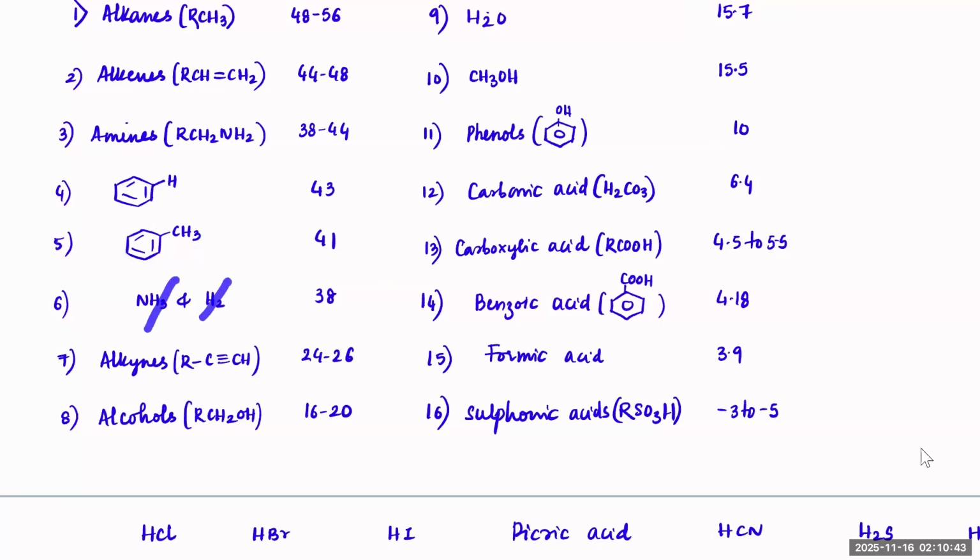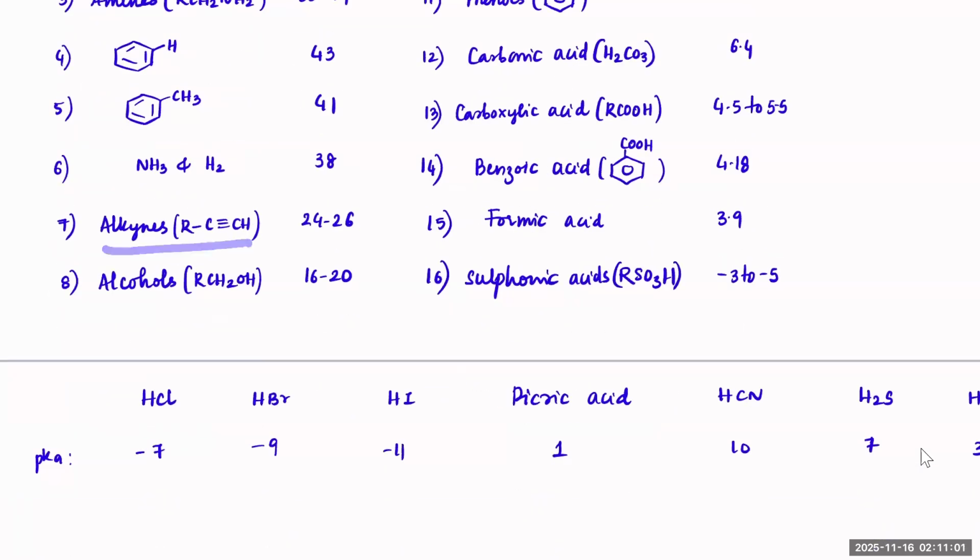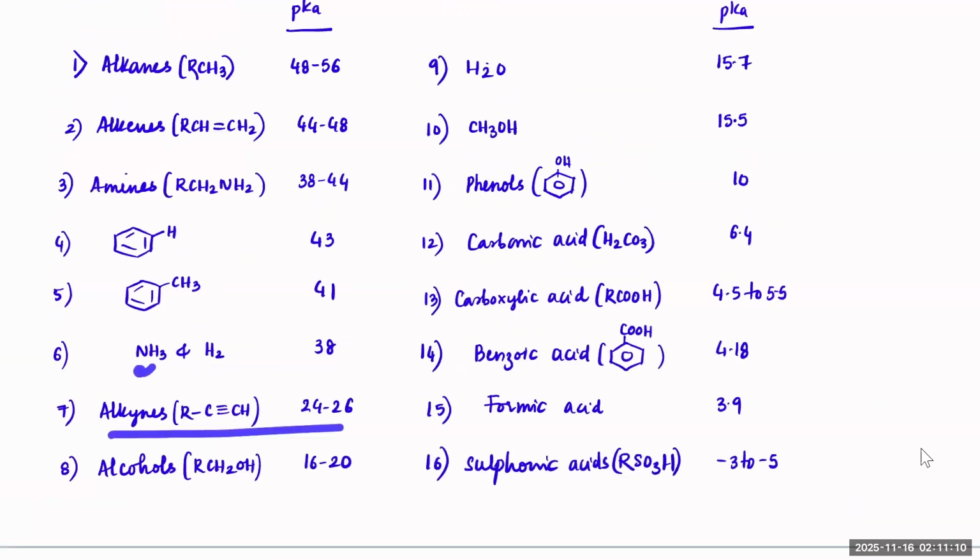Then ammonia and H2 both have exactly pKa value of 38. We are expecting to remove H plus ion from ammonia. We are expecting H plus ion to be removed from H2. Then their pKa value is around 38. Now, notice alkynes. Alkynes as a family, its range is from 24 to 26. So alkynes are relatively more acidic than ammonia, H2, toluene, benzene, amines, alkenes, and alkanes.